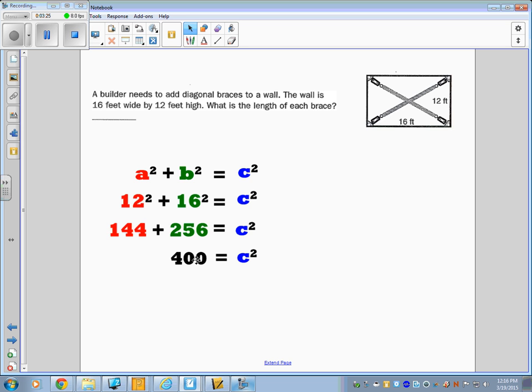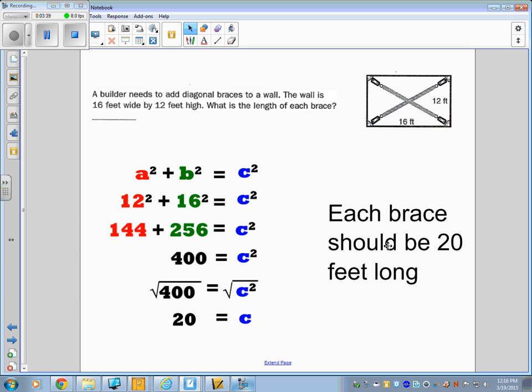That's C squared, but we want to know C, the measurement of the diagonal. We take the square root of both sides, and we get C equals 20. Again, we write our answer as a complete sentence. Each brace should be 20 feet long.